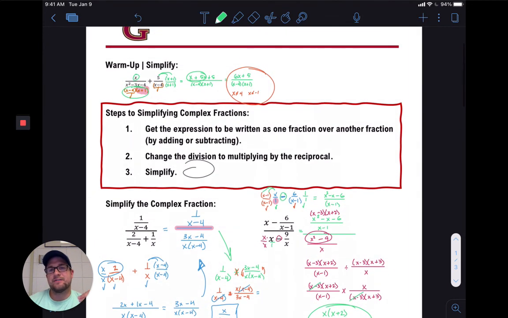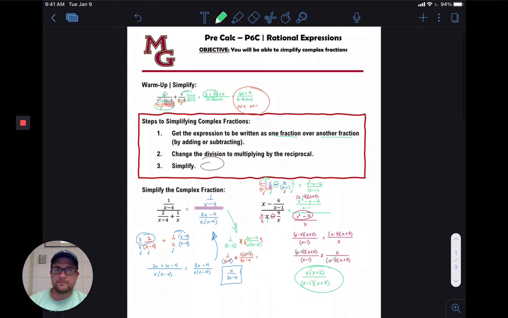Again, get the expression to be written as one fraction over another fraction. So if we have a lot of business going on, we got to convert those into one fraction first. From there, change the division to multiplying by the reciprocal, and then of course go through and simplify as you are used to. If you have any questions, again, make sure you're reaching out to me.